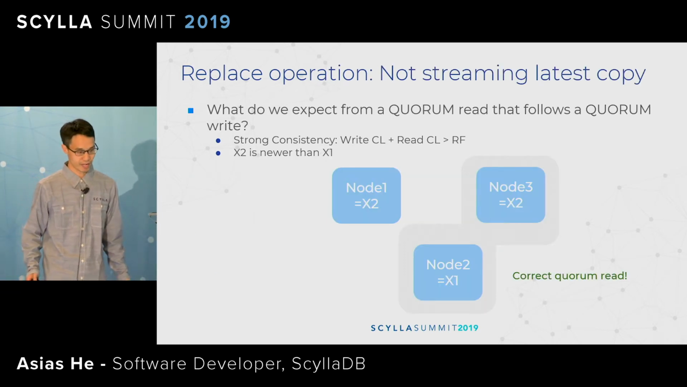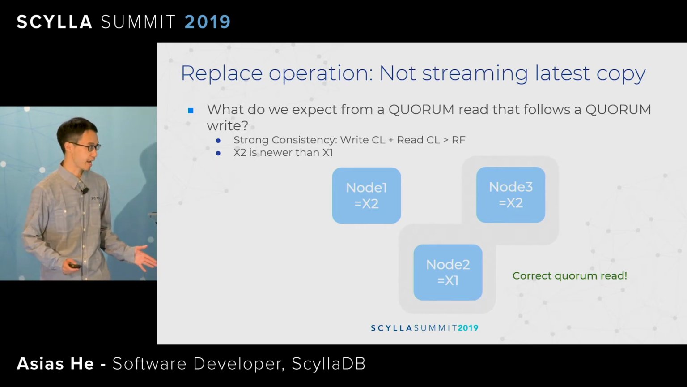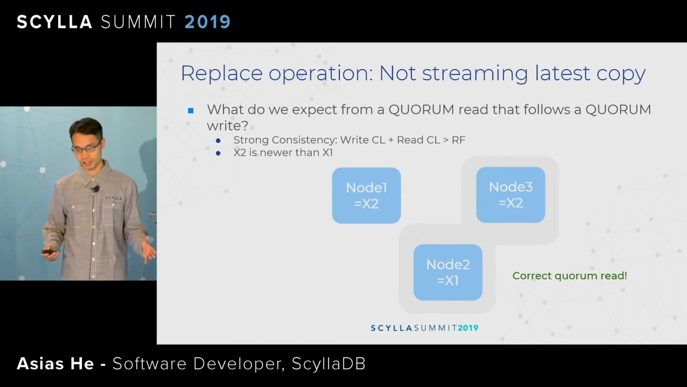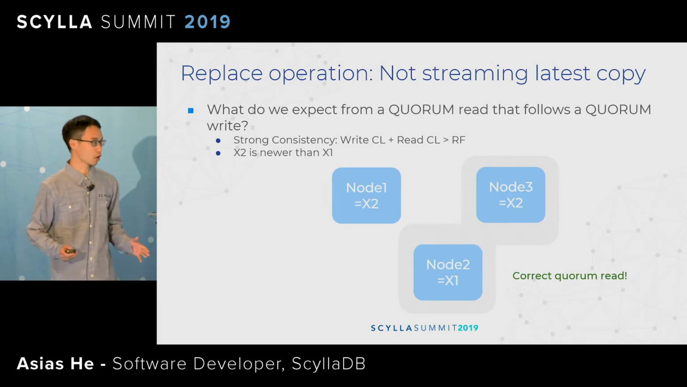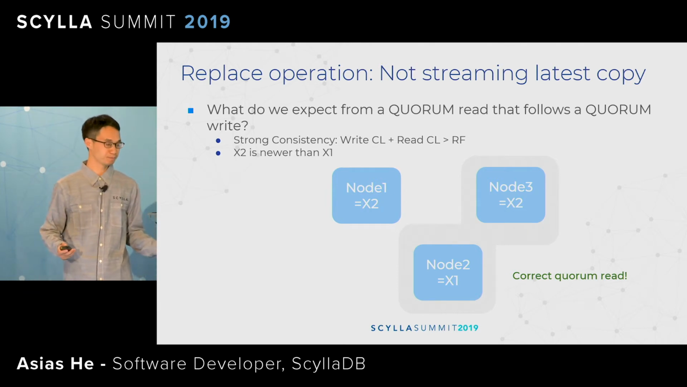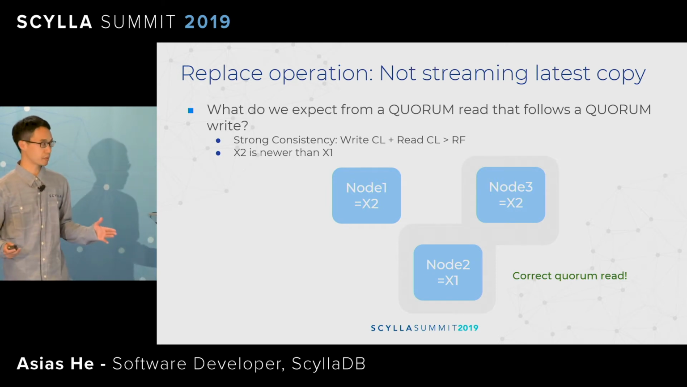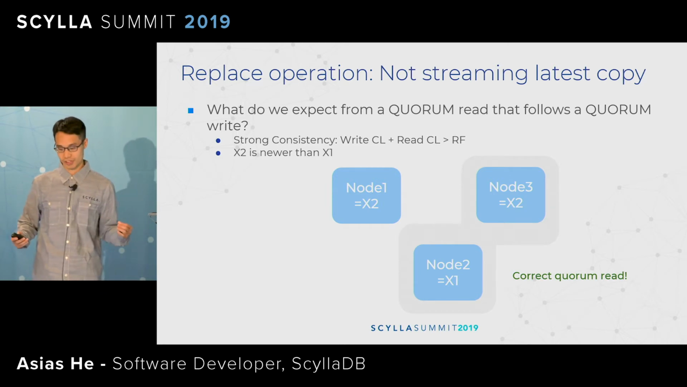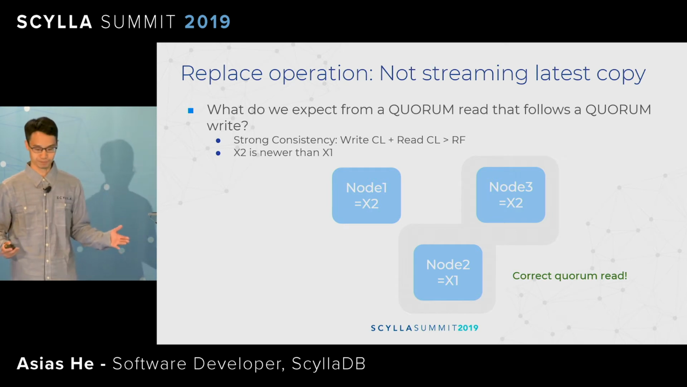So here is an example. We have 3 nodes, and we do a quorum write. Unfortunately, the second node missed the write. After that, if we do a quorum read, it's no problem. We will still have the correct answer because strong consistency is guaranteed if the write consistency level plus the read consistency level is larger than the replication factor.